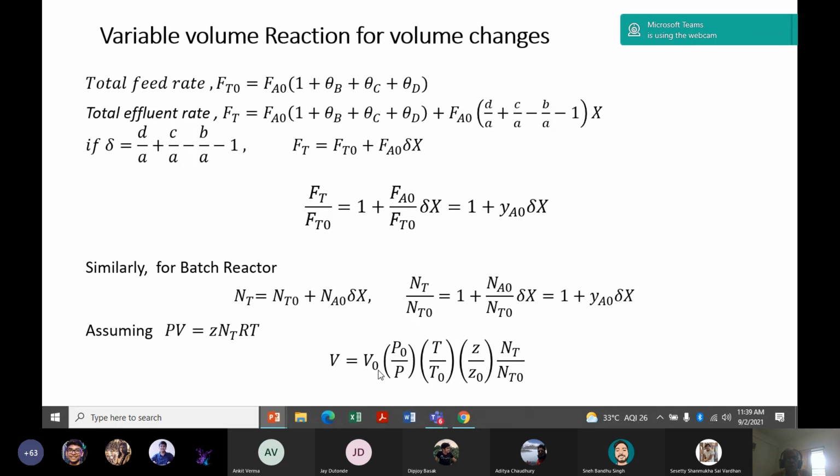Now we assume V is equal to V0 times P0 by P times T by T0, as per the ideal gas law, and Nt by Nt0, that is the molar ratio.